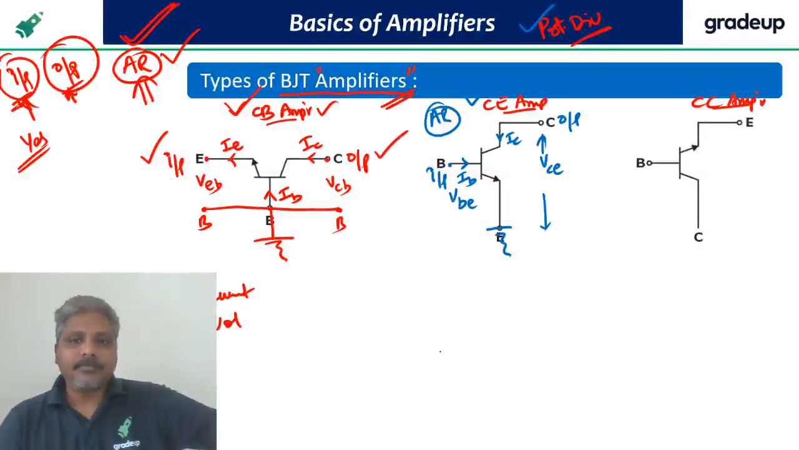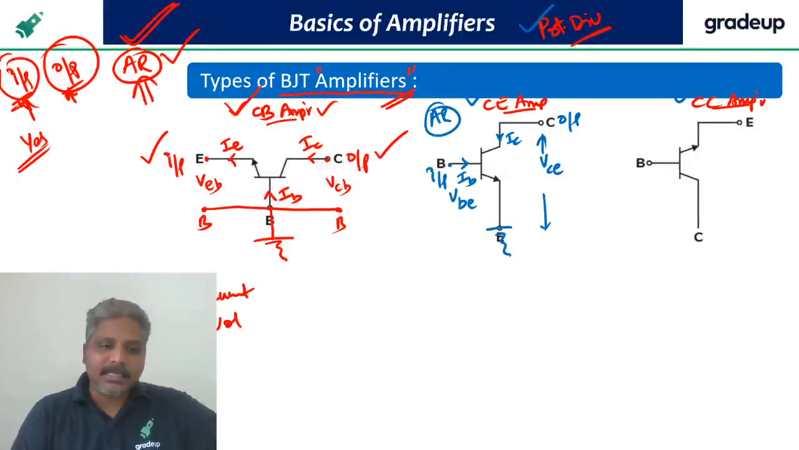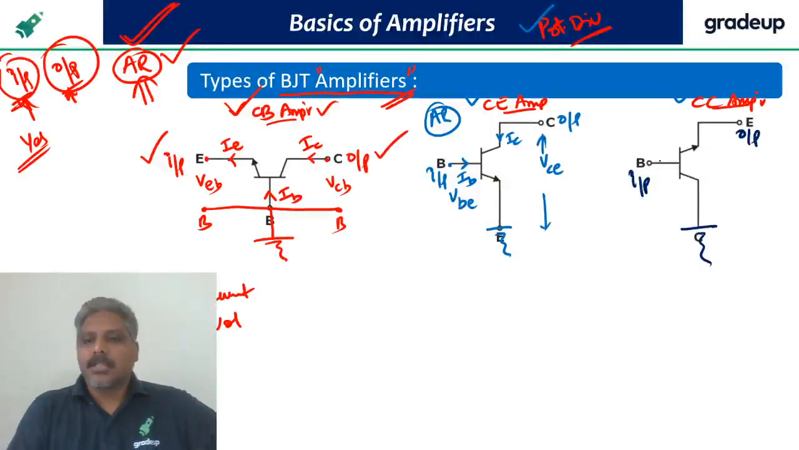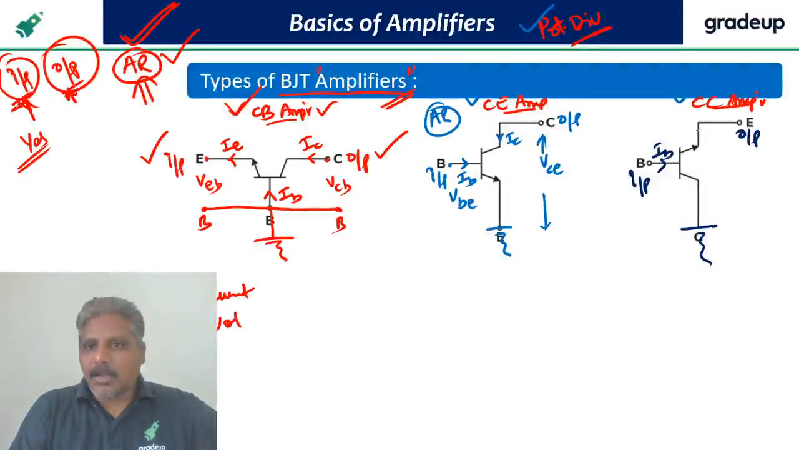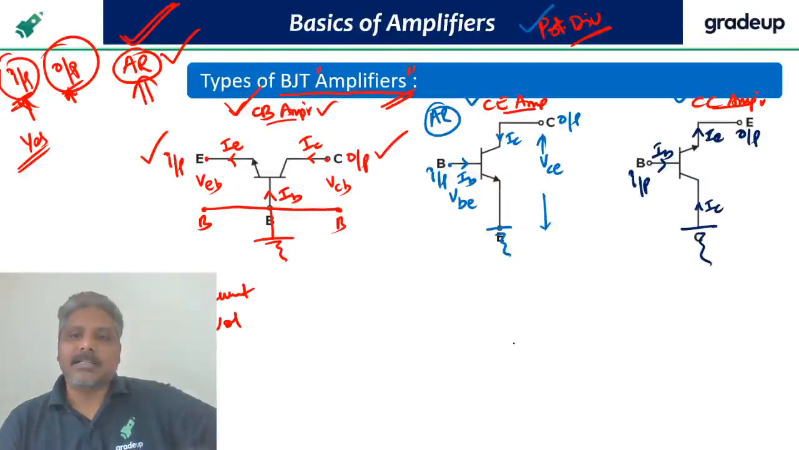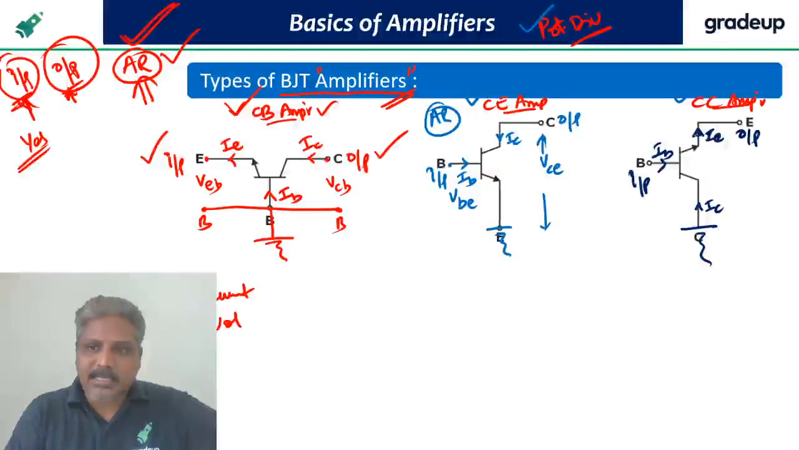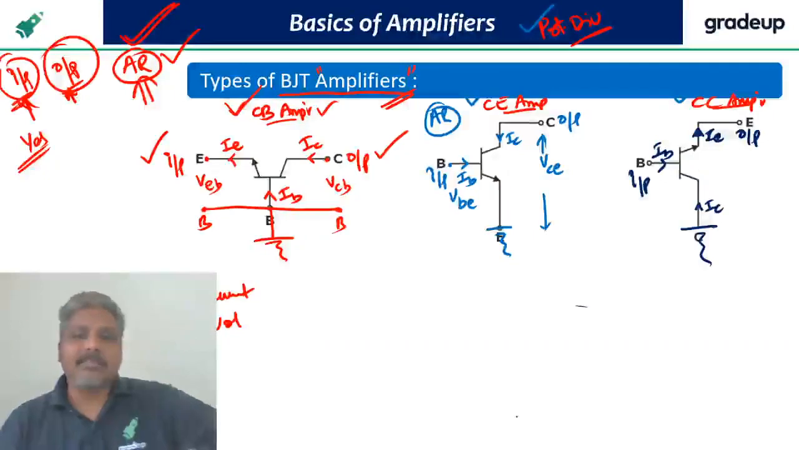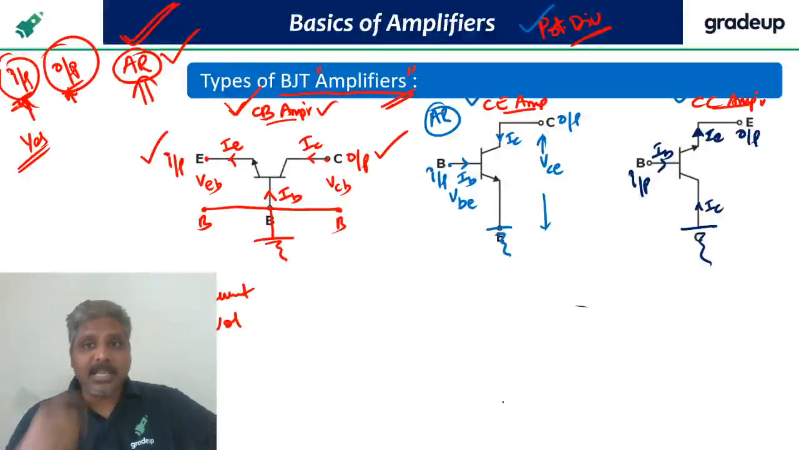Is it clear? Similarly, common collector is the one where input is at base, output is at emitter, and collector is ground. So input current is IB, output current is IE, the emitter current, and collector current is IC. Please note, emitter current always leaves the transistor. Collector current is always entering. Is it clear, guys?